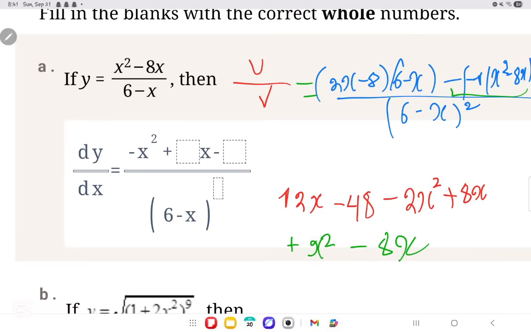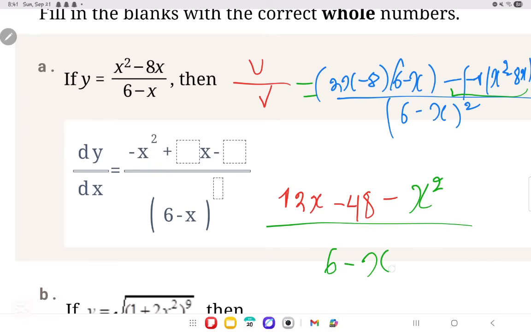Perfect. So minus 8x and plus 8x are going to cancel out. And then plus x squared minus 2x squared is going to become minus x squared, because plus x squared minus 2x squared will become minus x squared. And then it's all over 6 minus x to the power of 2. This is the first way of doing it.